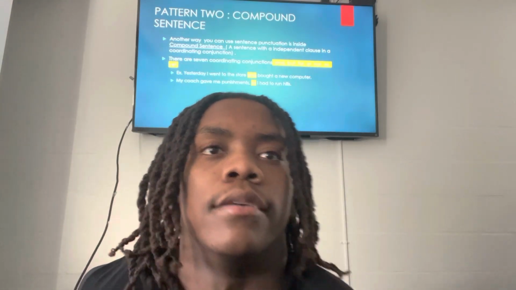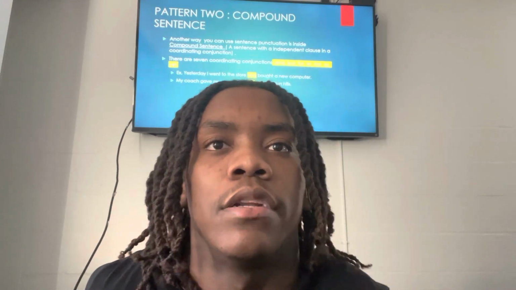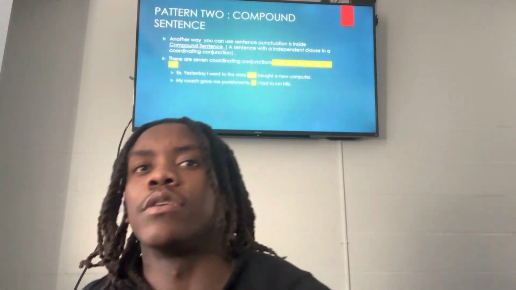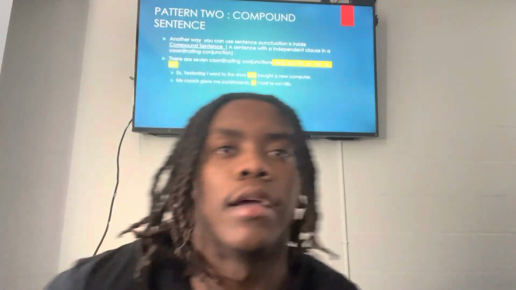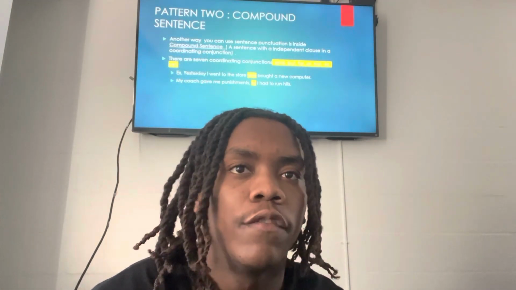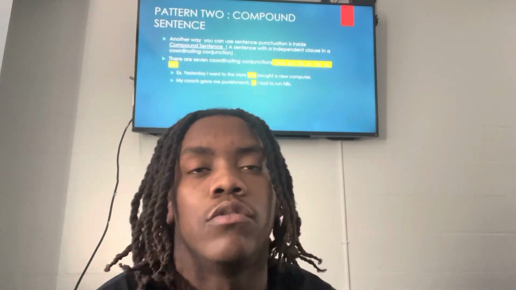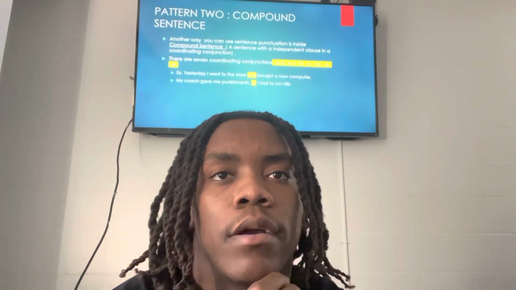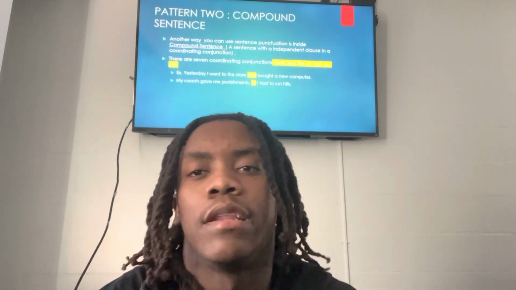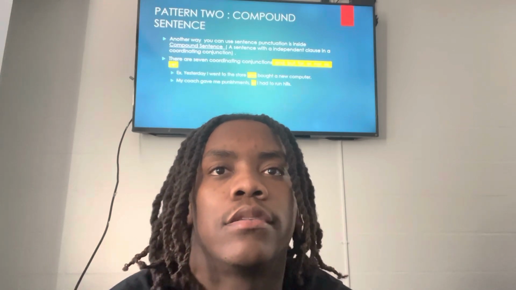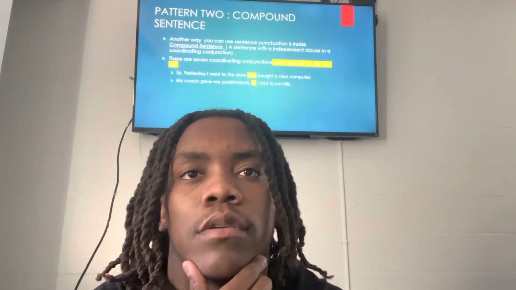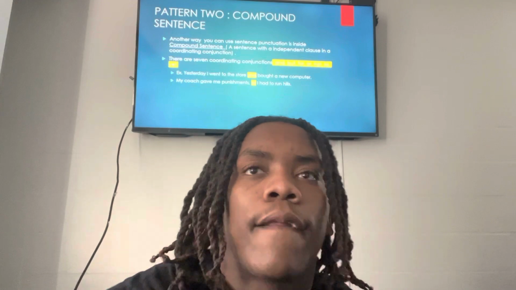Another one I got is, my coach gave me punishments, so I had to run hills. So combines I had to run hills with basically what my punishment was that my coach gave me. There are many ways you can combine sentences with these 7 words. It's just 2 of the examples that I had.